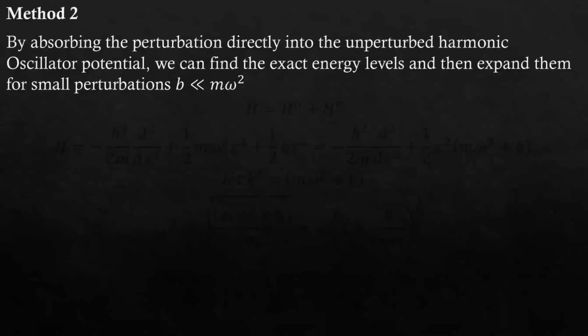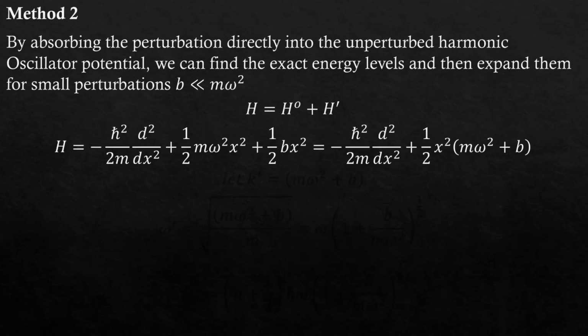Moving on. So in our method 2, we are going to absorb the perturbation directly into the unperturbed Hamiltonian of the harmonic oscillator, and we are going to find the exact energy levels and then expand them for small perturbations, more like the Taylor series. So we are going to have this. So this is H naught plus H prime. If you notice here, we are going to add our perturbation here and absorb it there. So we are going to have something like this.